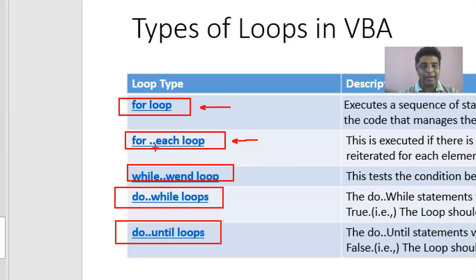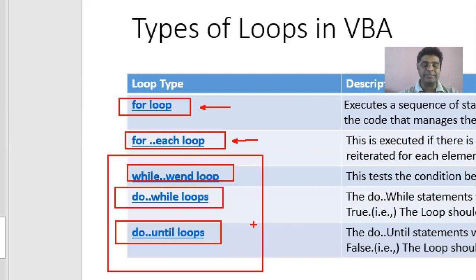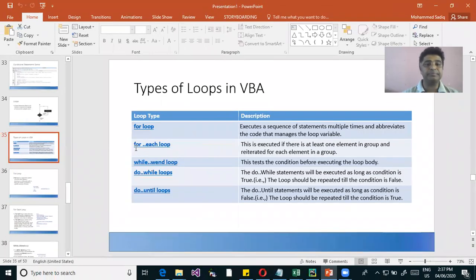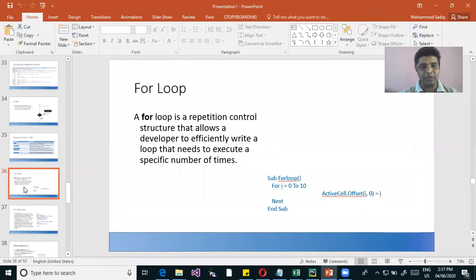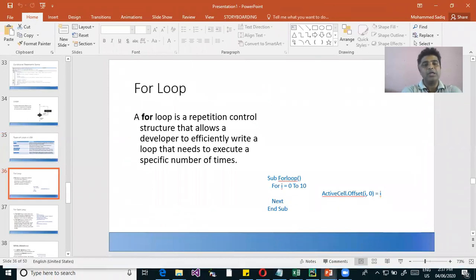The other loops are your condition based loops. These loops execute based on a certain condition. So we have a while loop, a do while loop, and a do until loop. We'll get into details one by one. First, to start, we'll start off with the for loop.